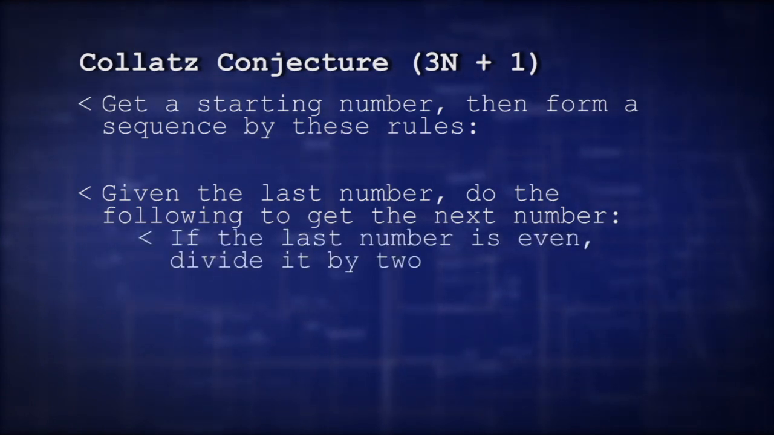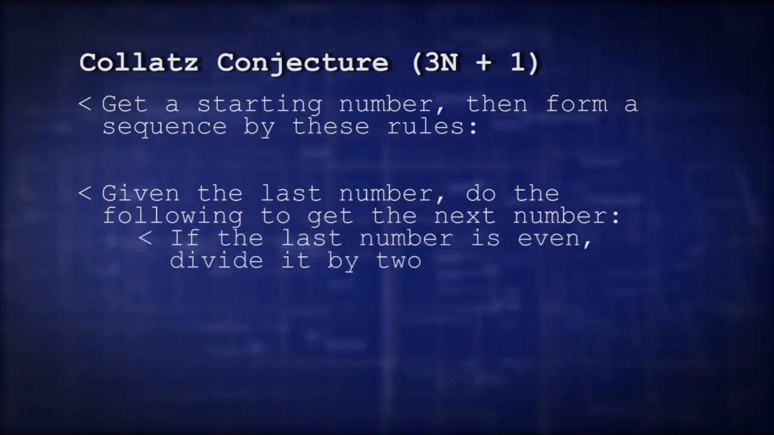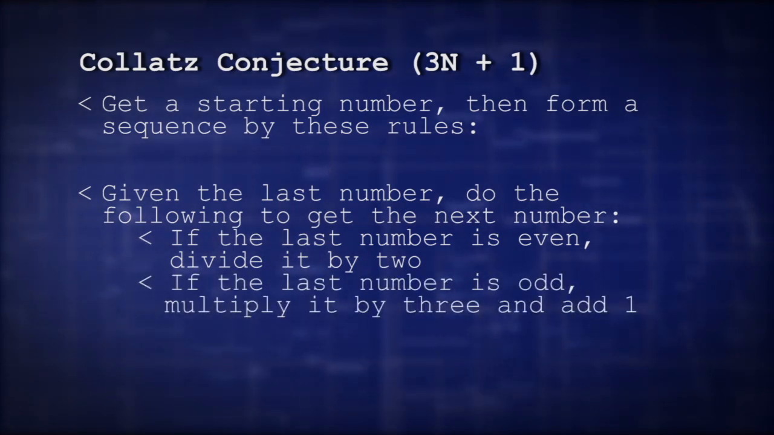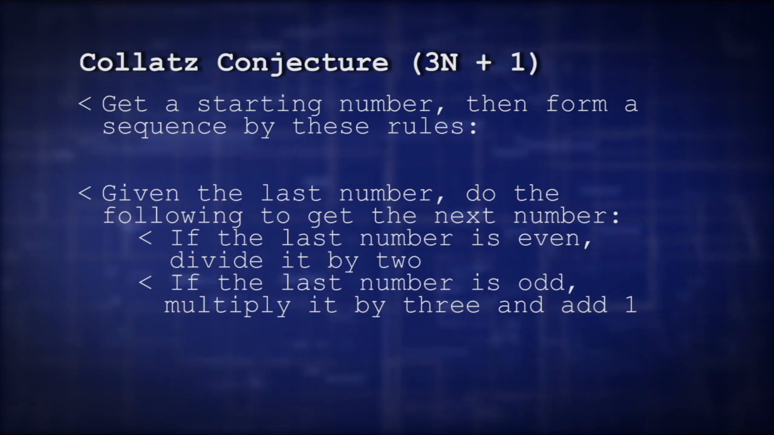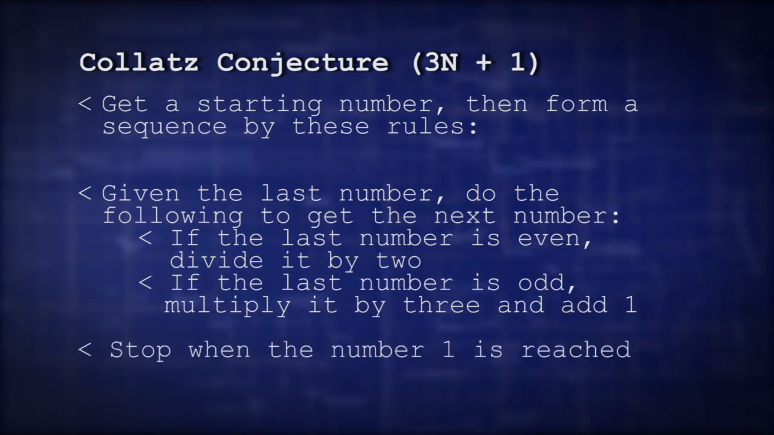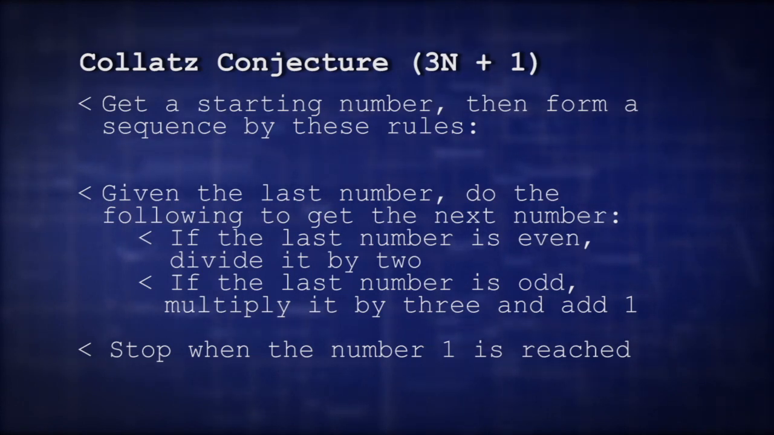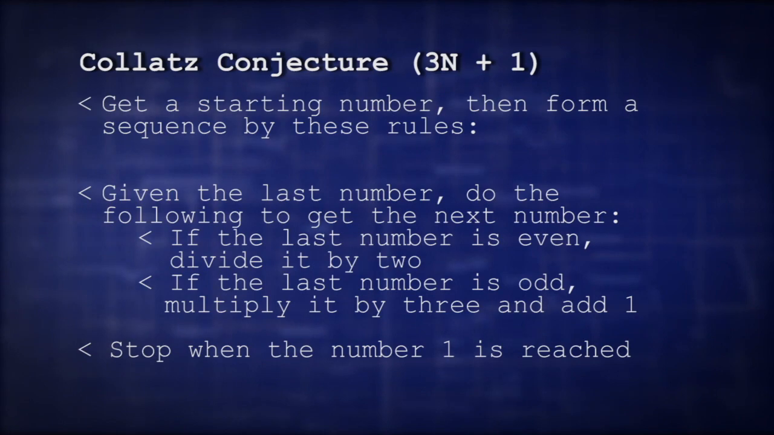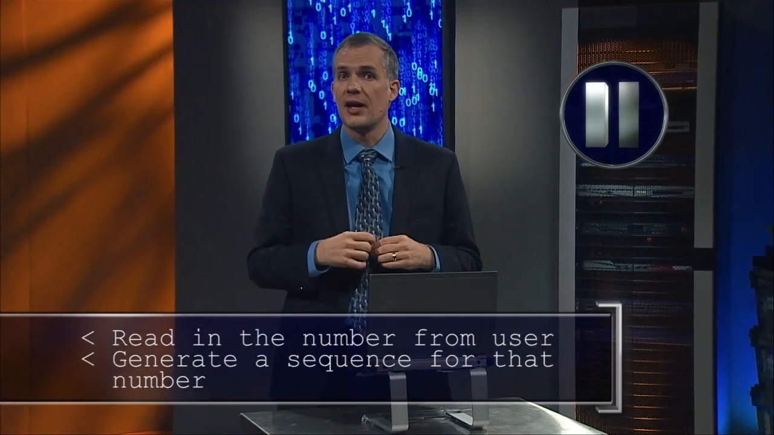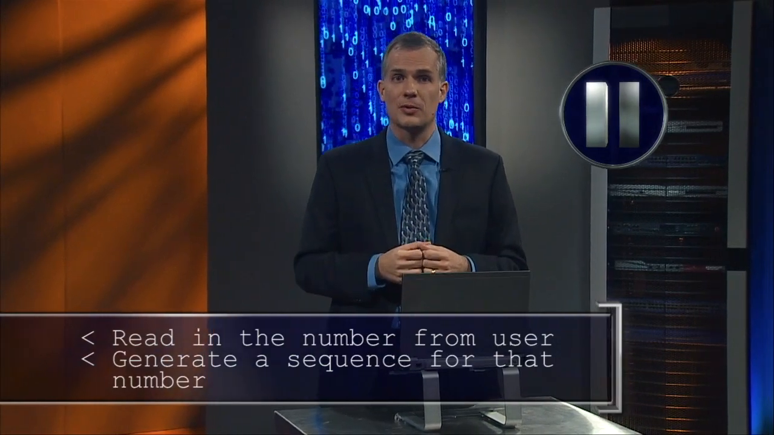If the number is even, you should just divide it by 2 to get the next number. If the number is odd, you multiply it by 3 and add 1 to get the next number in the sequence. So, go ahead and try to write code that will generate this sequence for a given input number, and tell you how many steps it took to reach 1. First, read in the number from the user, and then generate the sequence for that number.